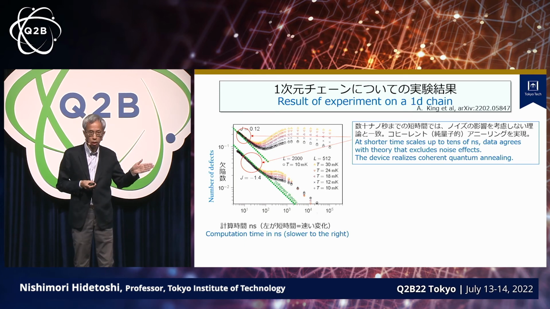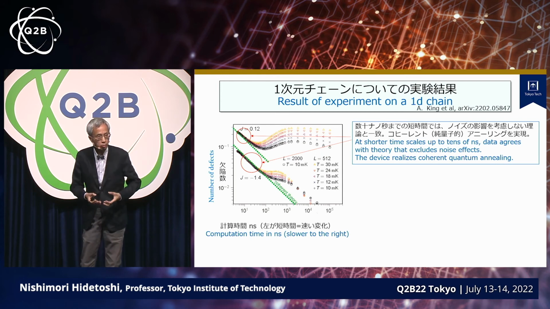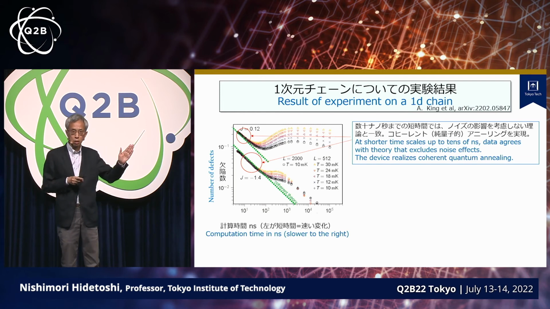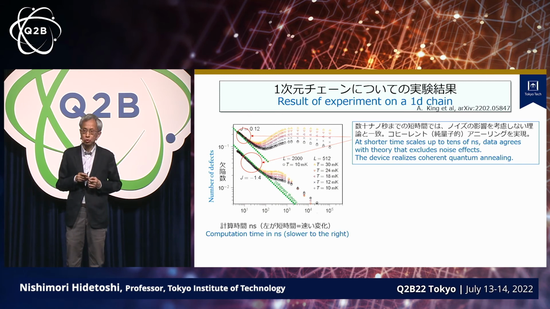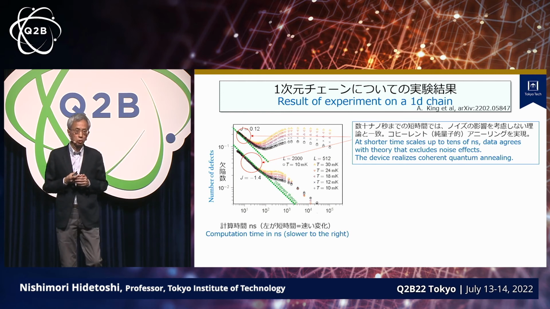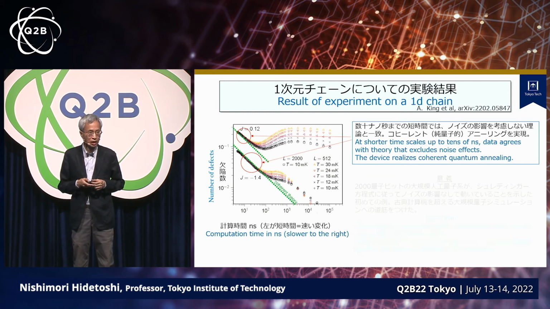You see the computation time on the horizontal axis and the number of defects on the vertical axis. From the D-Wave device, there is the output. If you look at the shorter times, from 1 nanosecond to several tens of nanoseconds, it is exactly the same as the theory, and there is no thermal noise. But if it gets longer, the data becomes disordered because of that impact. Within some tens of nanoseconds, there is no impact.